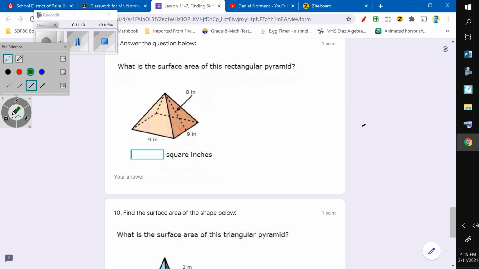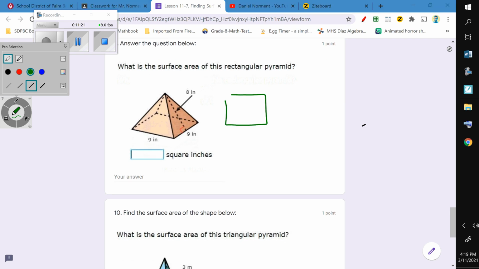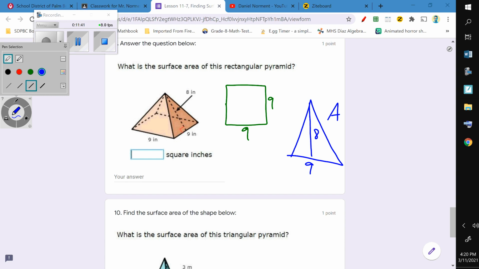Number 9, you do the same way. You have your base, which is a square. That's not a square. That's a little bit better. That's 9 by 9. So find the area of that shape. And then you have 4 triangles. So this has a height of 8 and a base length of 9. So you're going to find the area of that triangle, which is base times height, and then cut that in half. Or you can take 8, cut it in half, and multiply. So whatever your area is going to be, this is going to be your area.